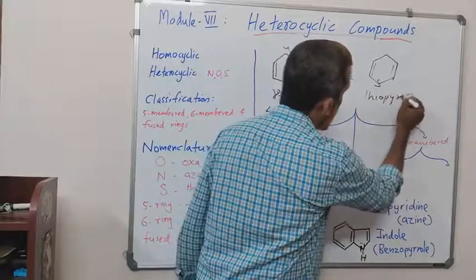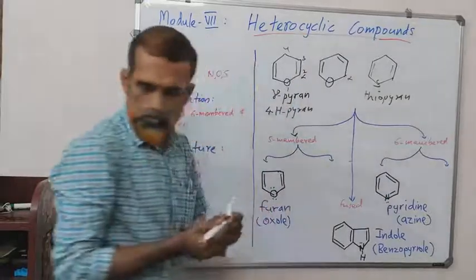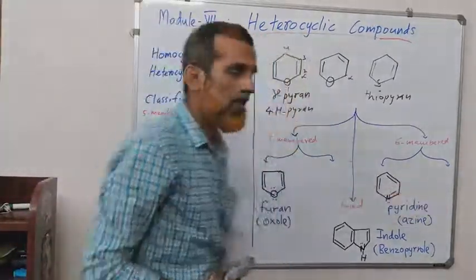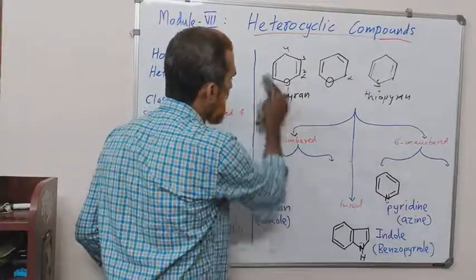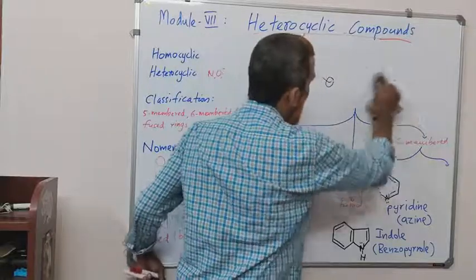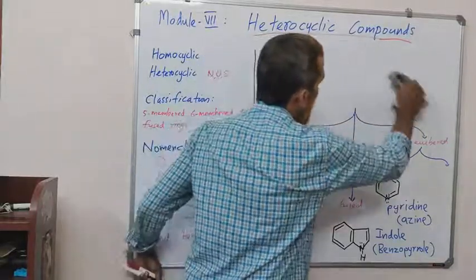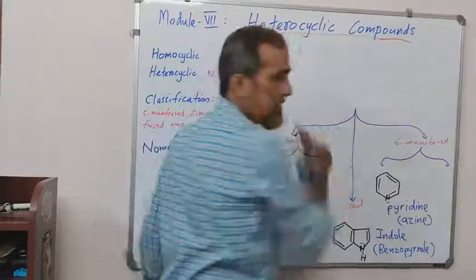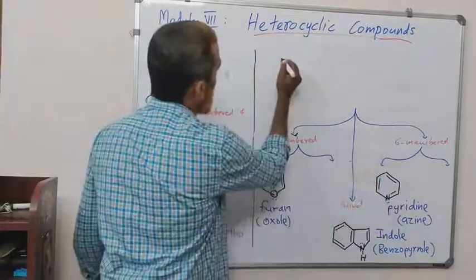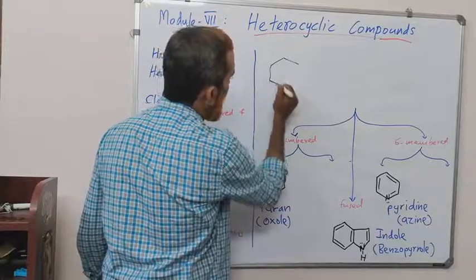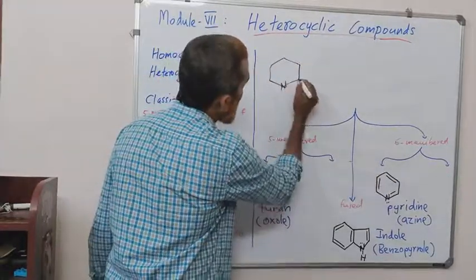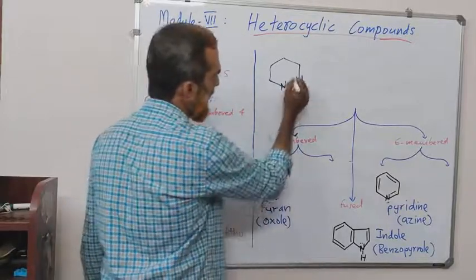Thiopyran, okay. Now coming to examples for 6-membered ring with more than one heteroatom. Let us take a few examples which are familiar or which we come across in some other modules also. Suppose let us take 6-membered ring with 2 nitrogen. This is one, and I am keeping one other nitrogen here, like this.